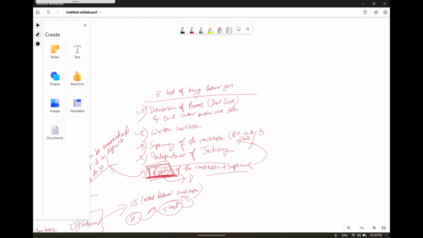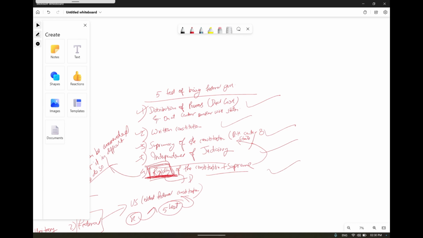Okay, so these are the 5 tests. If you want to check whether a state is federal or not, we have to check with these 5 points. First, distribution of power should be there. Dual government should be there, one the center, one the state. Another will be the written constitution. Third, supremacy of the constitution. Fourth, rigidity of the constitution, so that it can't be changed easily. And the fifth will be independence of the judiciary.